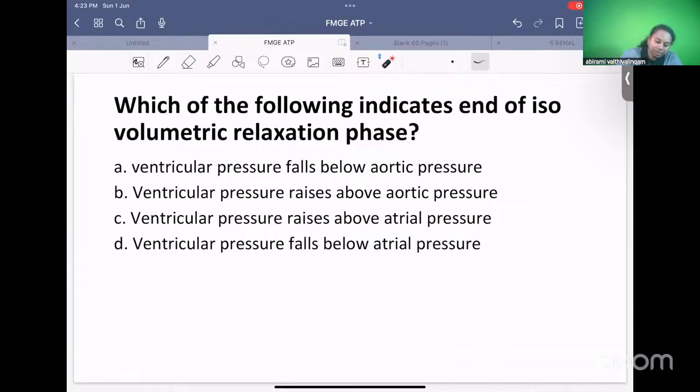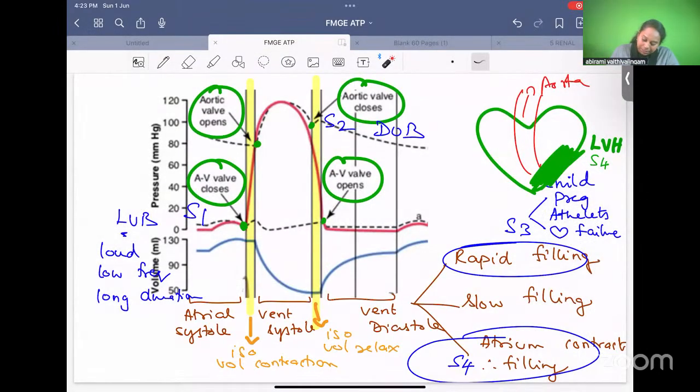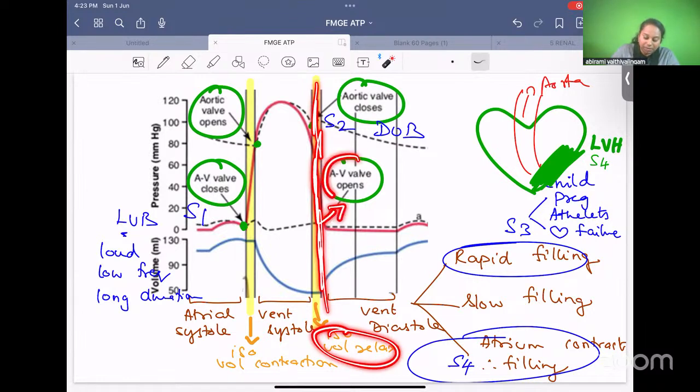Go back to cardiac cycle. See, the question is, which of the following indicates end of isovolumetric relaxation? Vipul is saying maybe D. Sahana is right. Pranchali is right. We'll do this. At the end of isovolumetric relaxation phase, what happens? We will go back to the cardiac cycle diagram. This is the isovolumetric relaxation phase. I'll just trace that now. At the end of isovolumetric relaxation phase, AV valve opens.